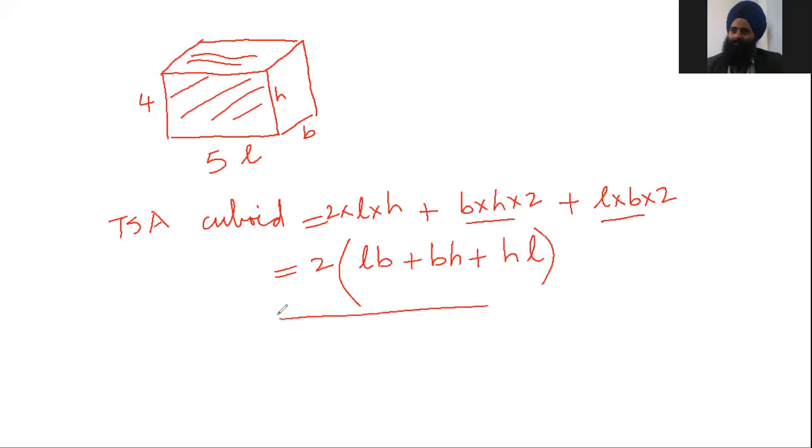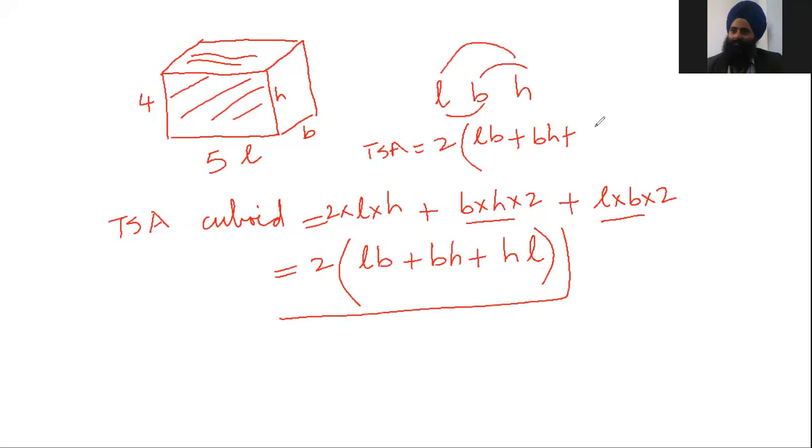This is the formula of the cuboid. How do you remember it? Just write length, breadth, height. Total surface area is equal to 2 multiply L by B, plus B by H, and then plus H by L. This is the total surface area of a cuboid.